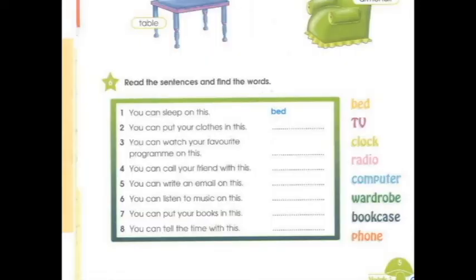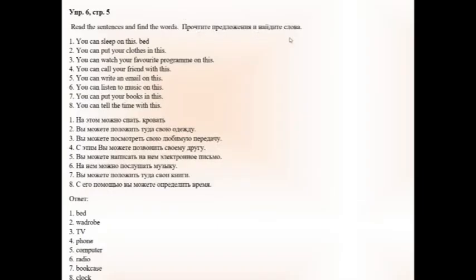Possessive adjectives. Grammar land. Page number 6. Страница 6. I, my, you, your. He, his. She, her. It, its. We, our. You, your. They, their. I am Tony. This is my brother. We use possessive adjectives when we want to show that something belongs to somebody.